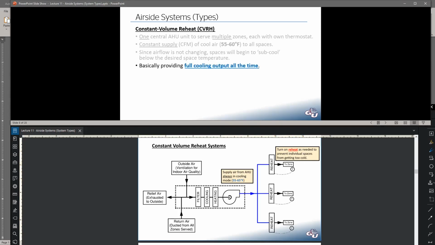So the unit is basically full, all-out cooling output all the time. And then to prevent that subcooling from happening, every single zone has a reheat coil to heat up the air before it gets to the zone. So they're all getting cold air, and then the thermostat is telling this coil to heat up as needed to keep that thermostat happy. So it may be coming out at 55 degrees, and then it hits that coil, and maybe that coil heats it up to 70, and then it goes to the zone. Or maybe it heats it up to 90 degrees because the thermostat says, I need heating. I'm getting cold, so give me some hot air.